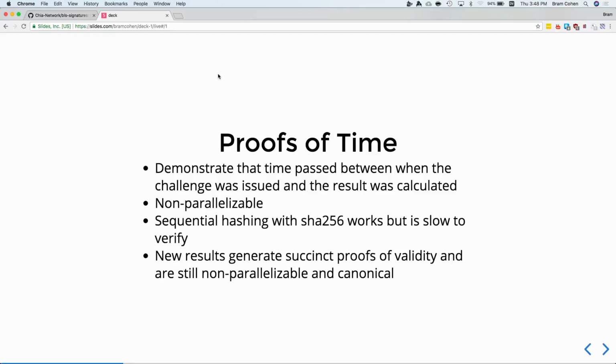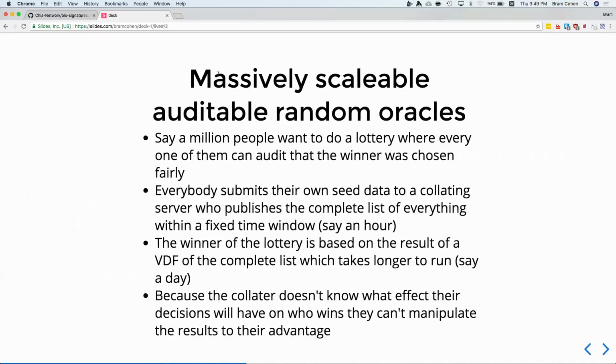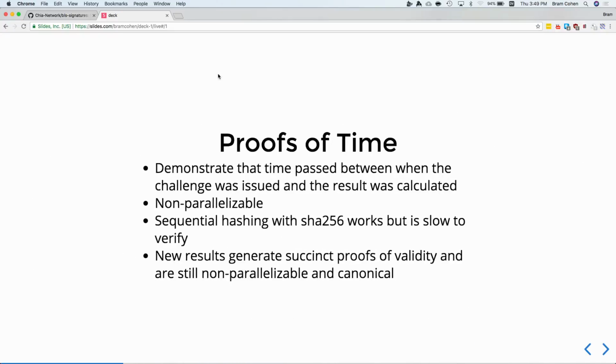So that's the sequential thing that you do. And the thing that's new is that we now have succinct proofs of the validity of these things, which whoever it is that's doing the repeated squarings can generate fast, even though they themselves don't actually know what the order of the group was. So that's the new and exciting stuff that's happened. I'll get into more of that in a minute.